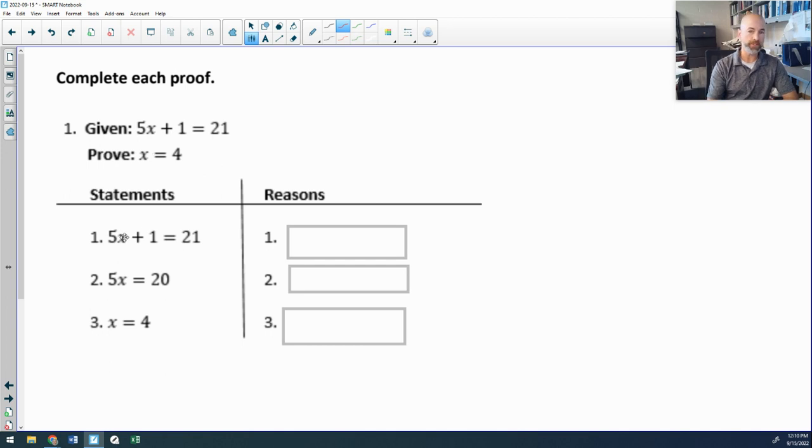And remember, when you do these, you do not want to combine multiple steps into one. You want to do one operation at a time because you're going to list whatever that operation was. So if we start with 5x plus 1 equals 21, how do I know that? Because it was given.